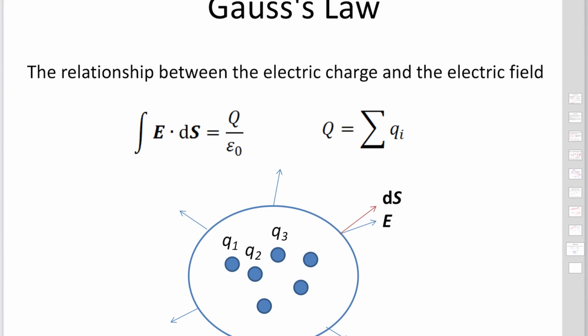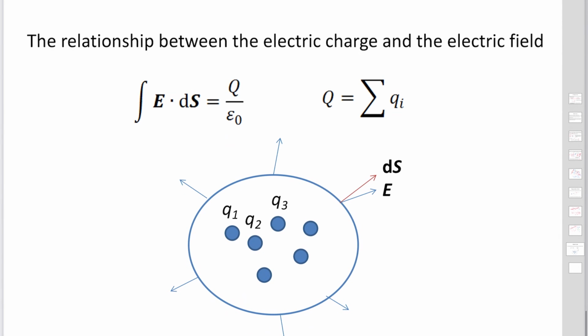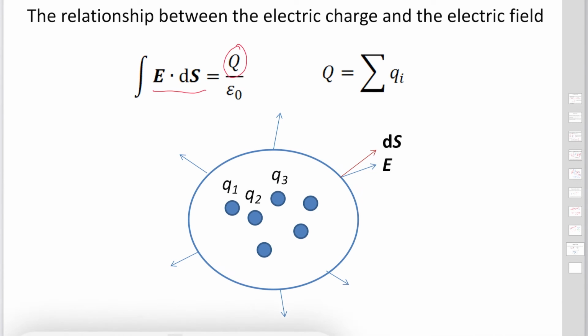Then we could combine all the information. It becomes Gauss's law. This is a relationship between the electric charge and the electric field. If you integrate E dot dA, this scalar product, the flux over the closed surface, it becomes Q over epsilon naught. Q is the total amount of charge inside of the closed surface. So Q is given by these equations. This is one of the fundamental equations in electromagnetism.